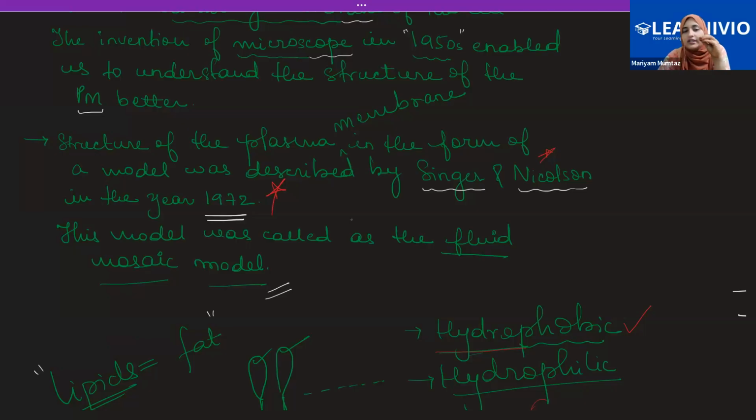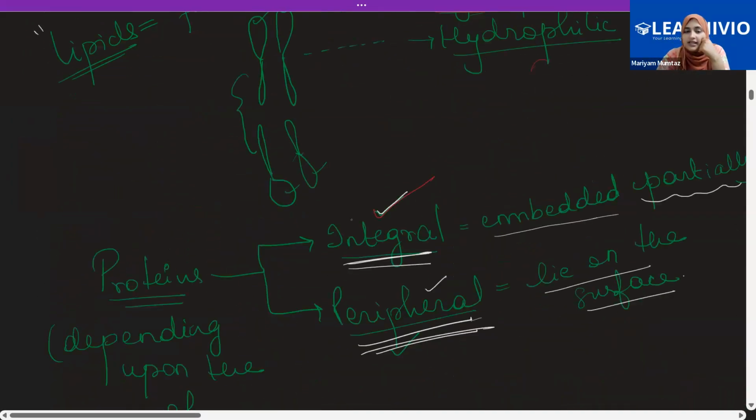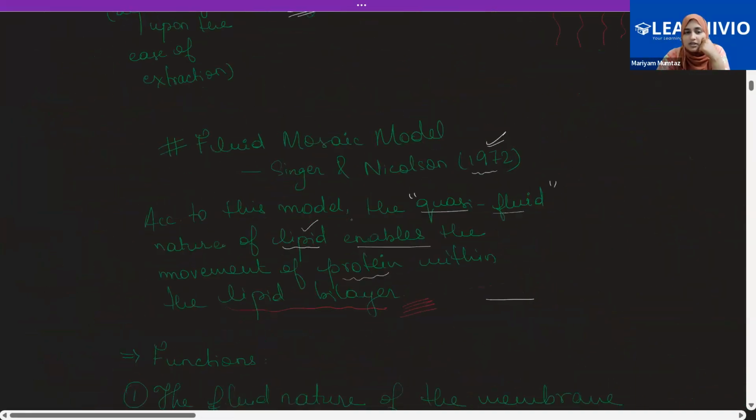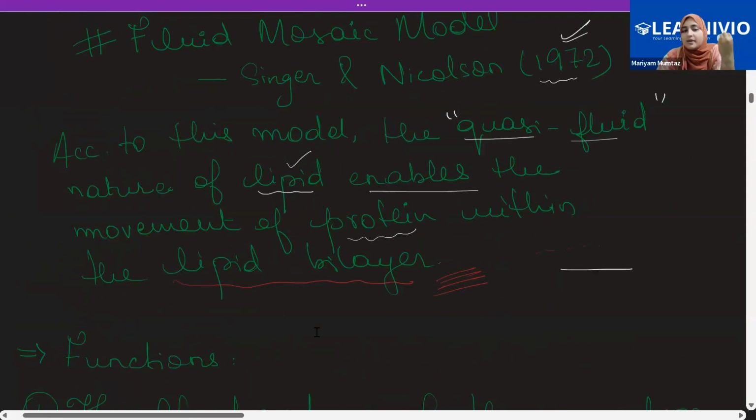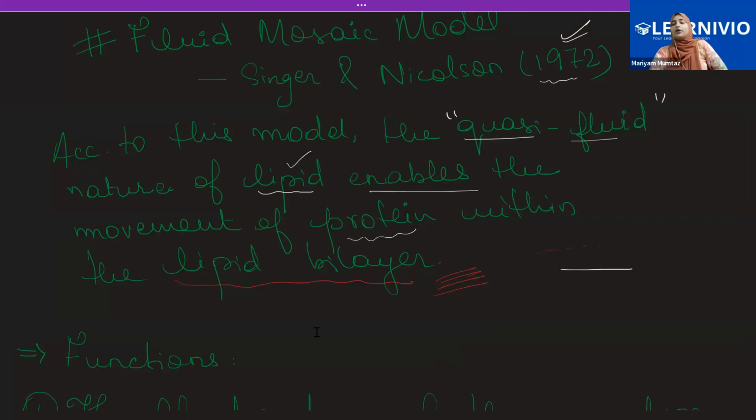With the help of this model, they wanted to tell us about the fluid nature of the plasma membrane, that it's not a very rigid layer, rather it is a membrane that is soft and fluid. So what they said about this fluid mosaic model is that the nature of the plasma membrane is quasi-fluid. Quasi-fluid is semi-fluid nature because of the lipid. There's a lipid bilayer, and in that lipid bilayer, there is the protein, you can say, floating in it. Lipid bilayer means two layers of lipids in which the proteins are embedded.